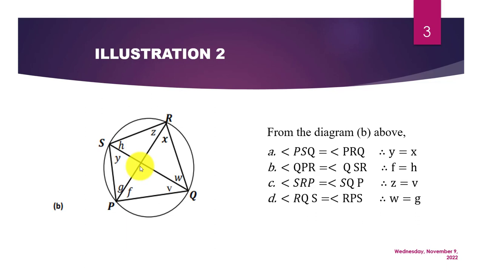Then lastly, angle RQS is equal to angle RPS. We have angle RQS, which is angle W. And we have angle RPS, which is angle G. So by this theorem, we say that angle RQS is equal to angle RPS. Therefore, angle W is equal to angle G.